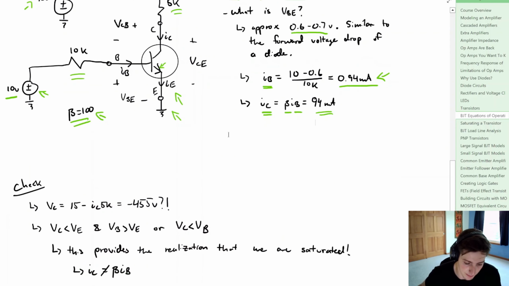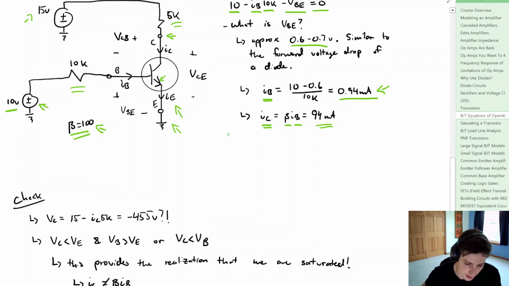But now we want to check something. Let's see what VC is, and this might tell us something about what mode we're in. If we do a KVL for the collector side now, the voltage for the collector minus the voltage drop over that 5K resistor is going to be equal to what VC is, which is also equal to VCE, because the emitter is just tied to ground here. If we plug that in with our value for IC, which was 94 milliamps, we get that VC or VCE is minus 455 volts. Which seems a little bit odd from the rules that we defined for how the modes operate, and this is when we realize that we are now saturated.